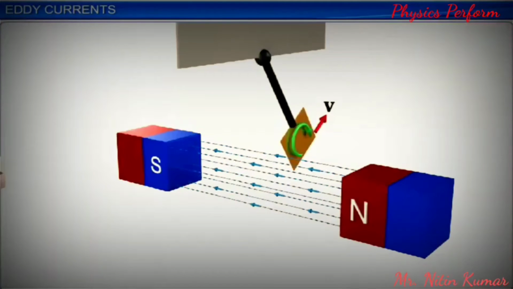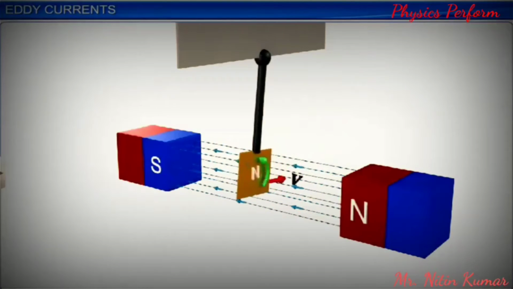Hence, again as per Lenz's law, the induced current must provide a magnetic south pole on the surface of the plate facing the north pole of the magnet. This is quite opposite to the case when the plate enters the magnetic field.